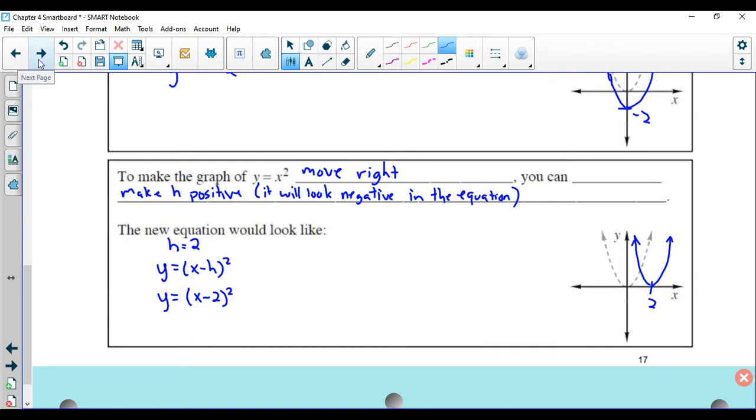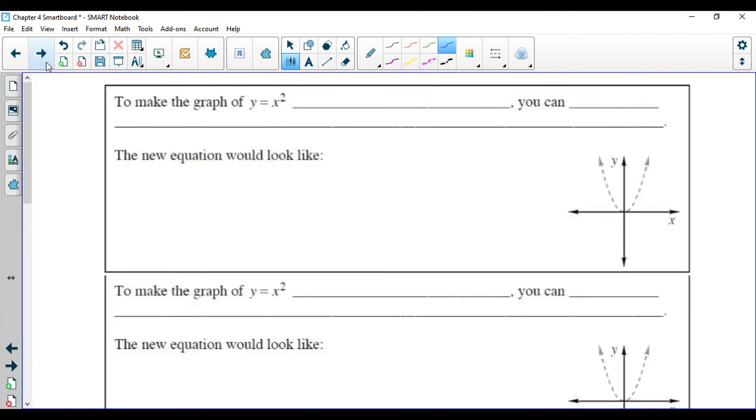All right, next page then. To make the graph of y equals x squared move left, that is still the h parameter. So we can make h, and again, left is negative, so we're going to make the h negative. But again, it's a little confusing because it's x minus h in the equation. It will look positive in the equation.